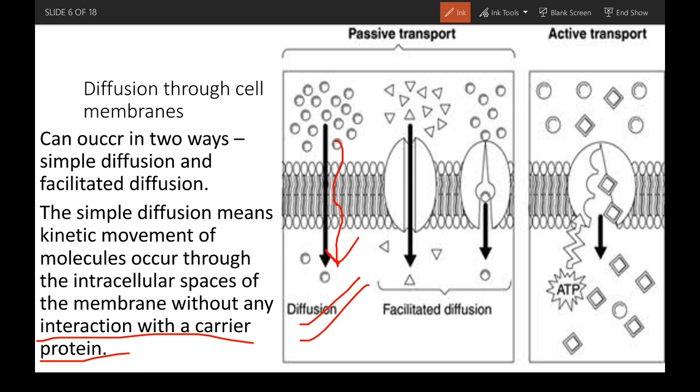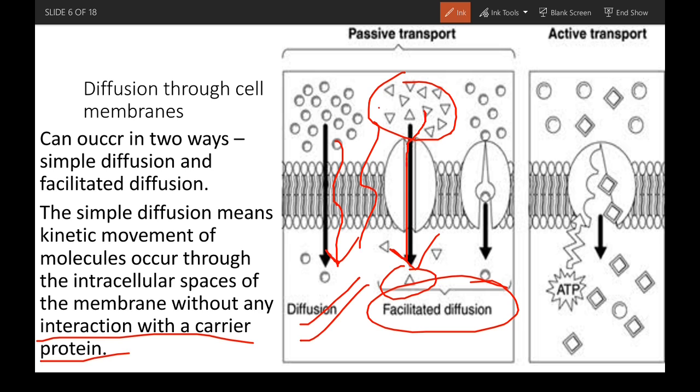While facilitated diffusion requires interaction of a carrier protein, the carrier protein aids passage of the molecules or ions through the membrane by binding chemically with them and shuttling them through the membrane. Like we can see in this case, the molecules come through this protein molecule. It requires this protein molecule to pass through, because although the concentration gradient is high here and low here, these molecules are not soluble in lipids, so they cannot easily diffuse through the lipid bilayer. Hence they require a channel protein or a carrier protein.